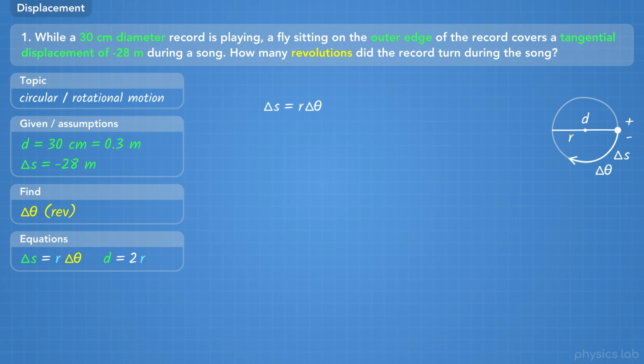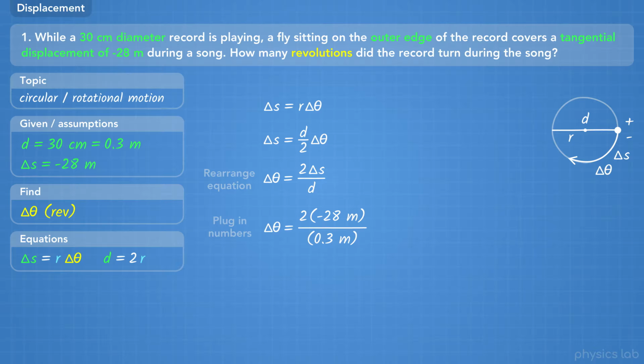Now let's start with this equation. We can replace r with d over 2, since the radius is 1/2 the diameter, and next we can rearrange our equation to isolate delta theta. Now we plug in the numbers we're given in meters, and that gives us -186.67 radians for the angular displacement delta theta.